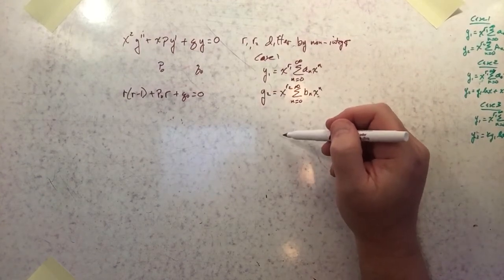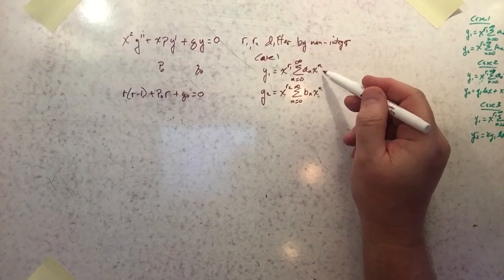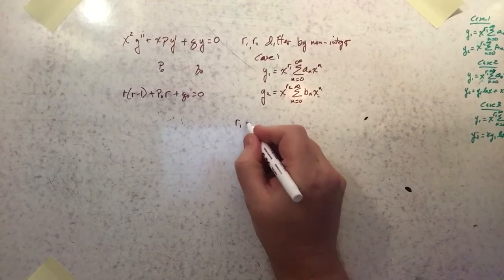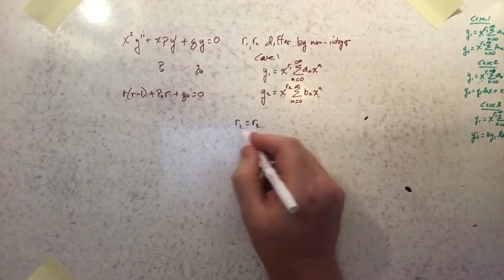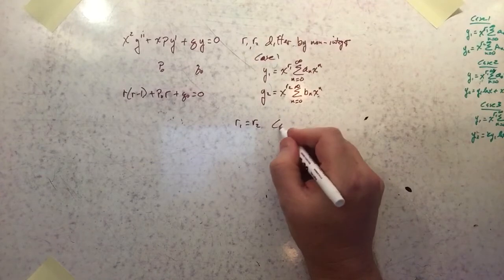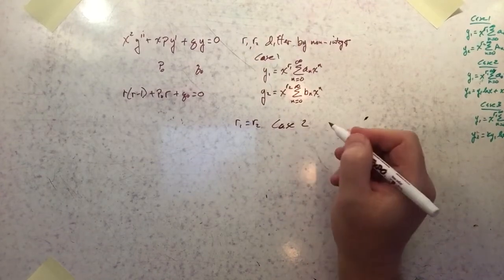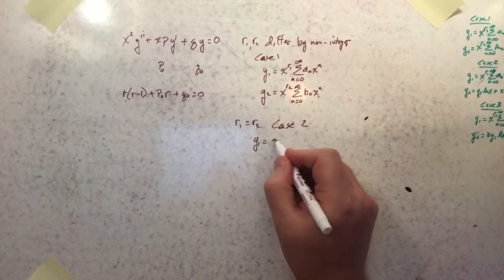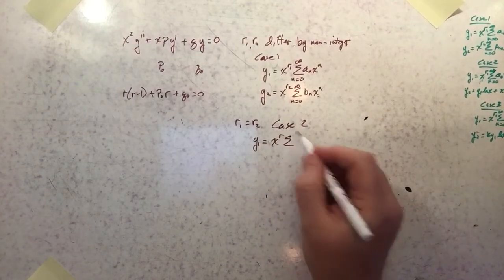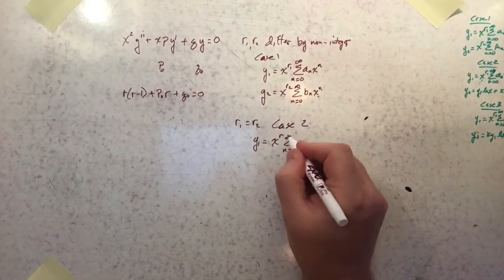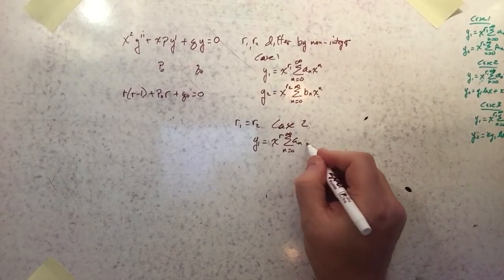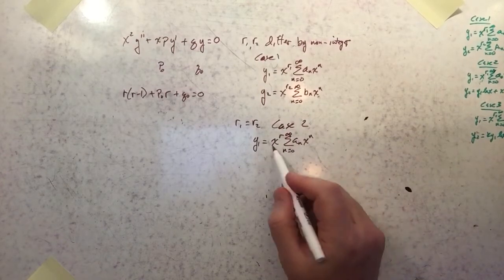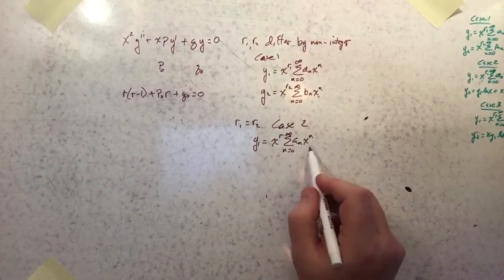Case 2 and 3 are slightly different. The good news is solution 1 for each one of them is always the same. Case 2 is when r1 is equal to r2. When you get a double root, then basically this is case 2. In case 2, your first substitution, so you're going to go y1, and that's equal to x to the r times the standard series, n equals 0 to infinity, a n x to the n. And again, you'll be looking for the coefficients a that build this series solution. So that's your first guess.